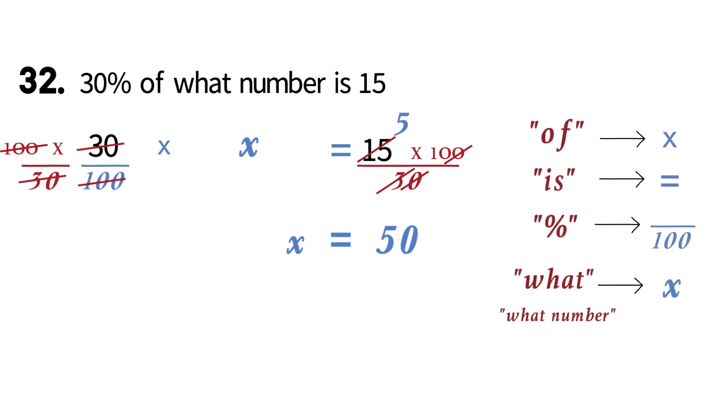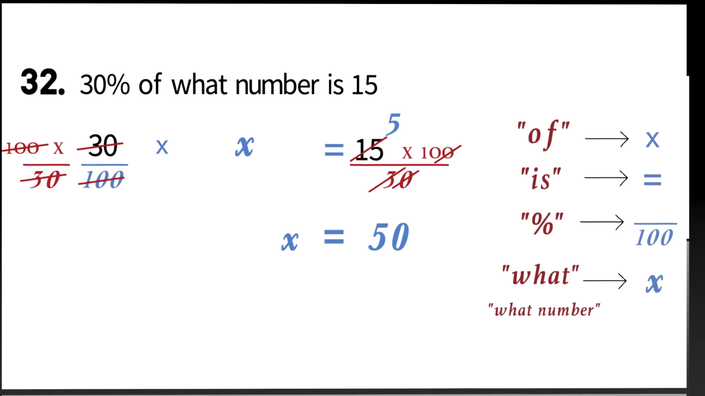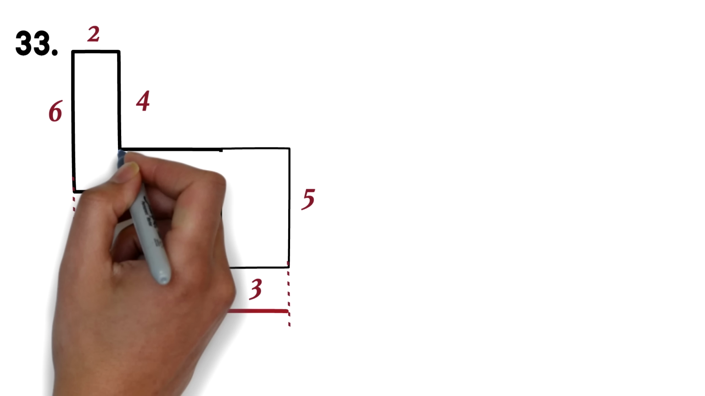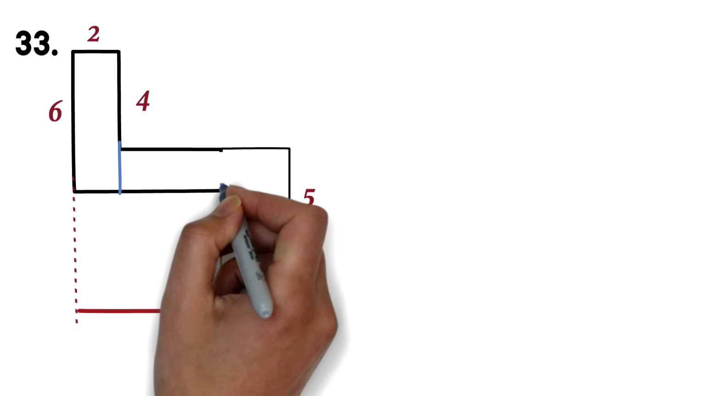Let's move to our next question. Here, we are supposed to find the area of the given figure. The work here is to divide the figure into multiple rectangles and find the area of each rectangle. Then finally add the areas to get the area of the figure. So I'll draw a line here and also a line here.